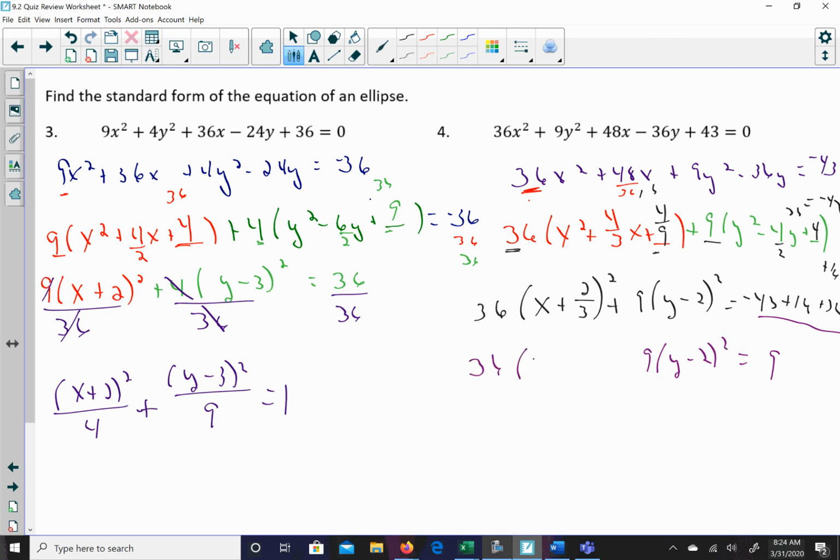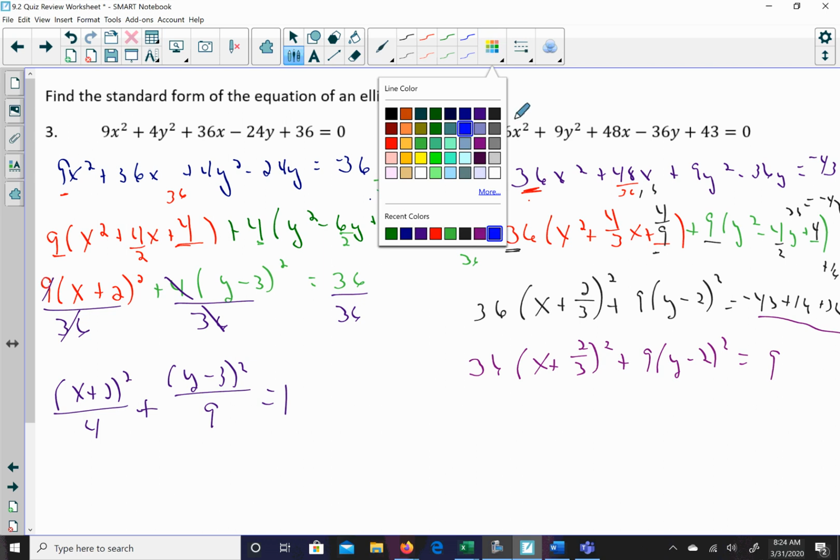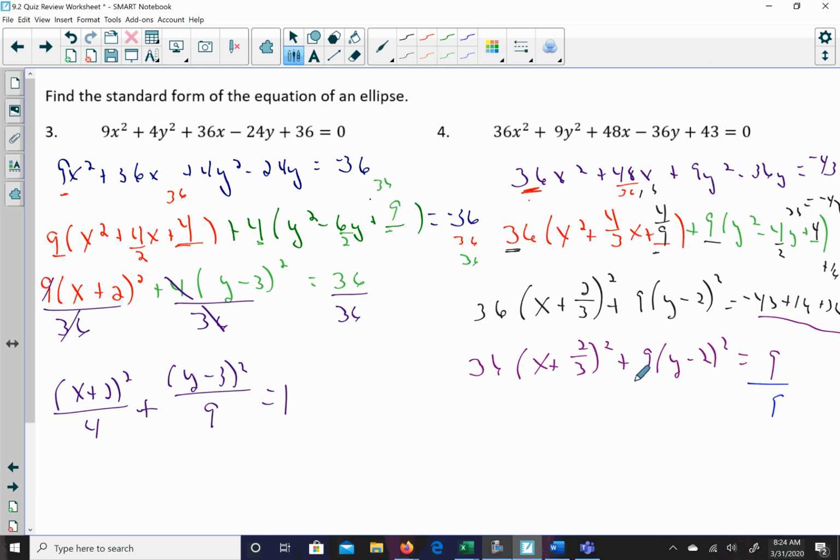In order to put it in standard form, I have to set this equation equal to 1, which means I am going to divide everything by 9. And when I do that, this will simply be y minus 2 squared, and it's over 1. And I know I don't have to write a 1, but I like to write a 1, so I'm writing a 1. Here, when I divide, I will end up with 4 in the numerator and 1 in the denominator.